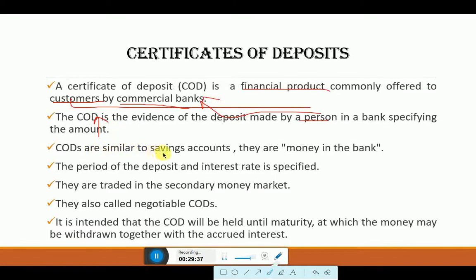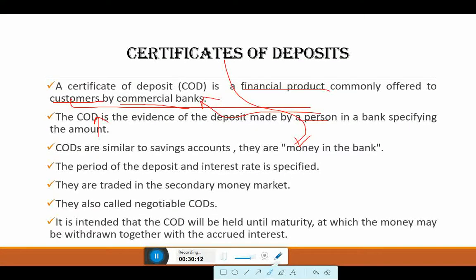They are similar to savings accounts. They are money in the bank, basically. Certificates of deposit are the evidence of money in the bank. The period of deposit and interest rate are specified. They are traded in the secondary money market. They are also called negotiable CDs. It is intended that CDs will be held until maturity, at which the money may be withdrawn together with the accrued interest. So basically, certificates of deposit are issued by the commercial banks to their customers.